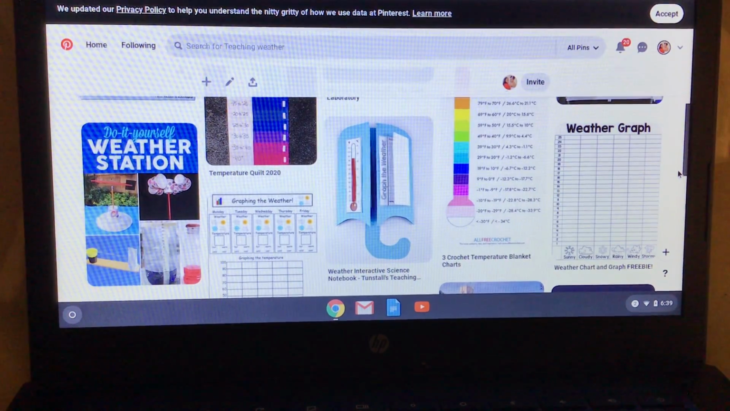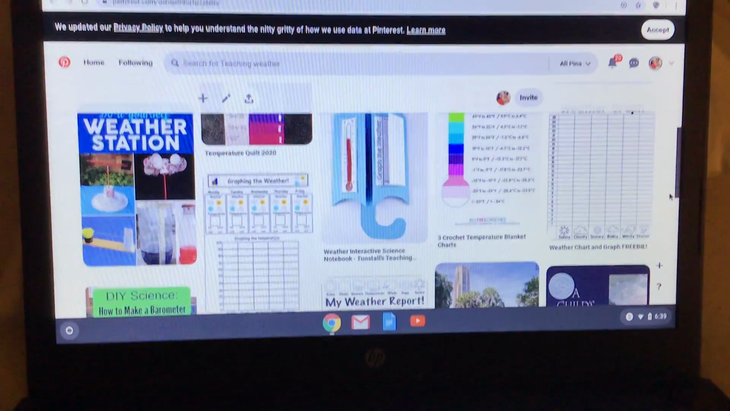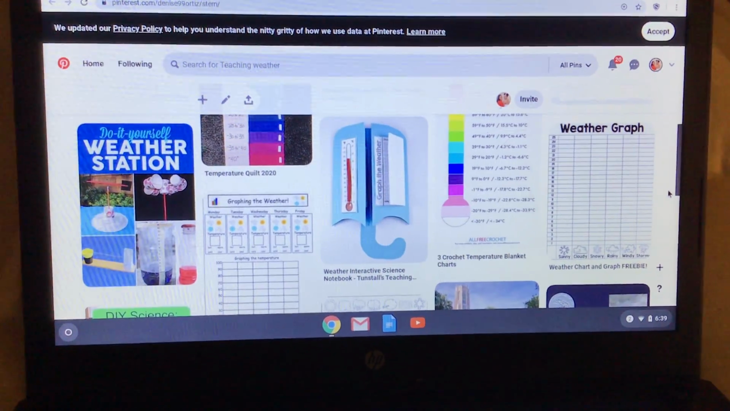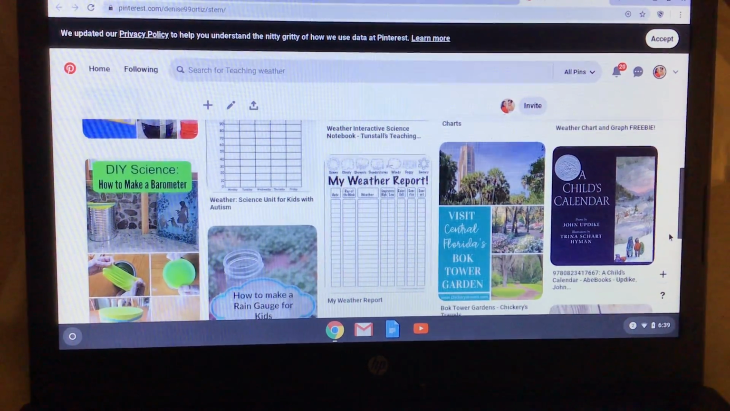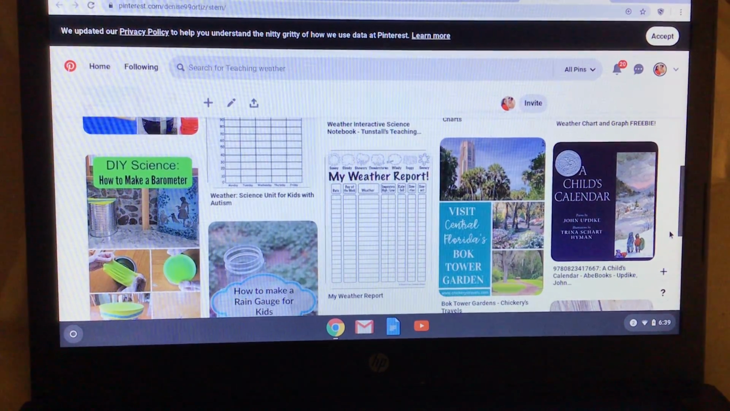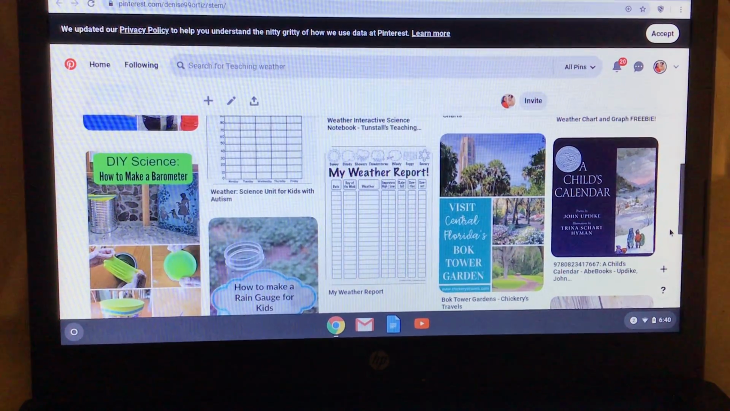Interactive science notebook where they have the weather and the temperature on each side. A weather graph. I put Block Tower because I thought that was a good place because it has a lot of shade and also a lot of sun. So I think it would be a great place to check the temperature.